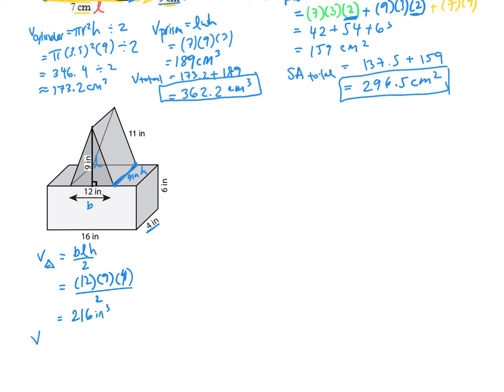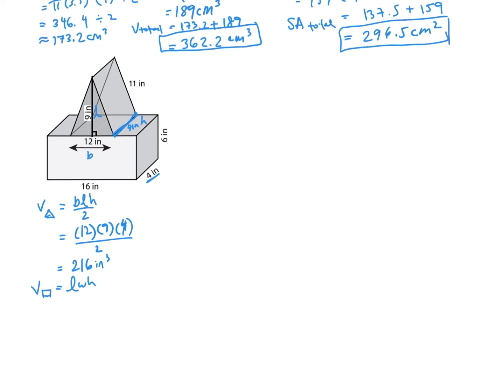Then we have the volume of the rectangular prism, so I'll just put a rectangle here. That's just going to be length times width times height. And the length is 16, the width is 4, the height is 6. We are just multiplying those 3 numbers to get a volume of 384 inches cubed.